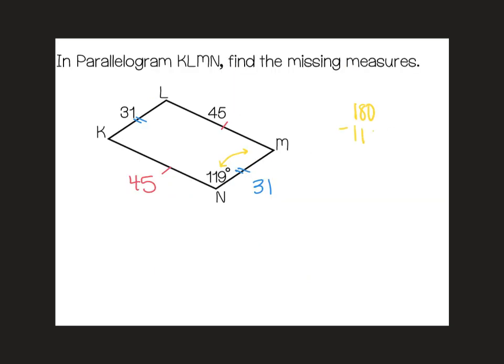So I take 180 minus 119, and that would be 61. So this angle is 61 degrees. I also know that these two angles add up to be 180. So I do the same thing. 180 minus 61, that's 119. I also know that these two add up to be 180, and we actually already did this if you notice. So it would be 61 degrees.